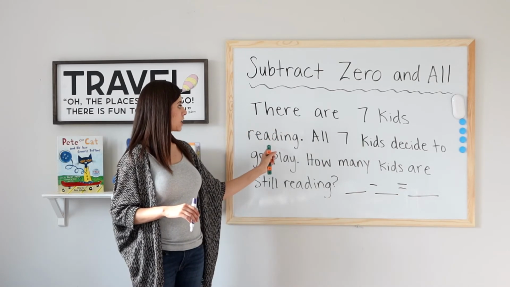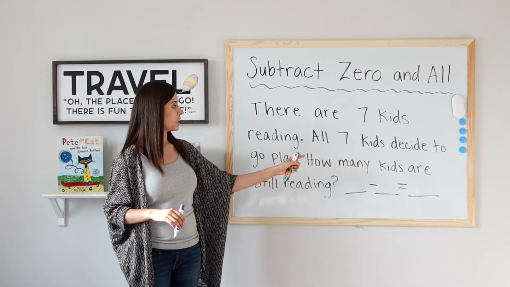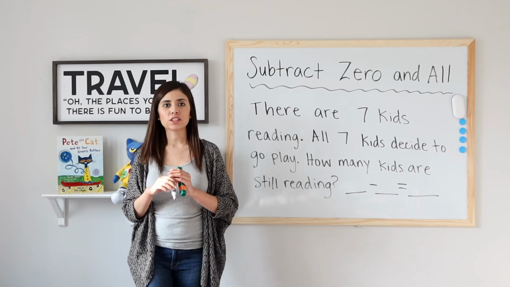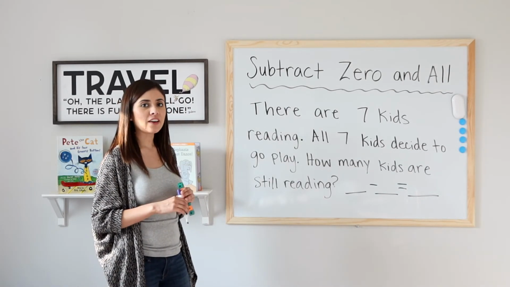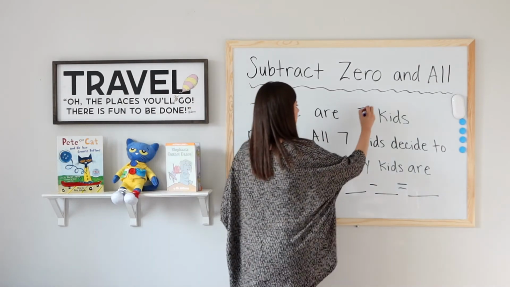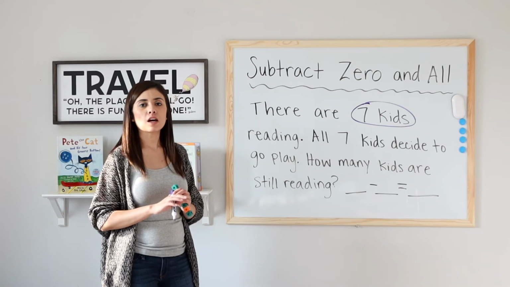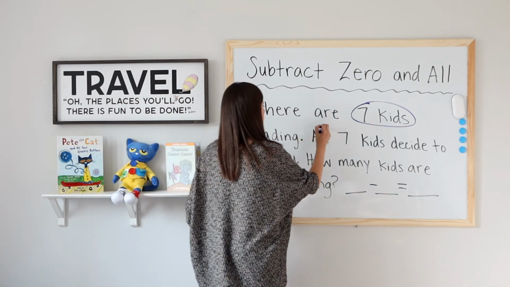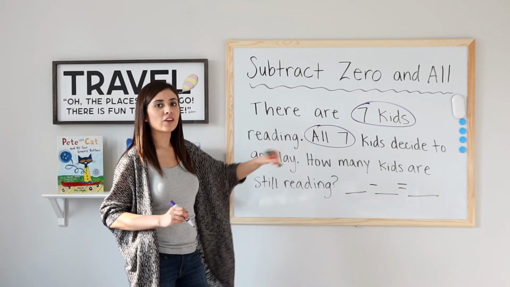Awesome. This example says, there are 7 kids reading. All 7 kids decide to go play. How many kids are still reading? So let's go ahead and start by circling what we already know. I know that how many kids started reading? 7. Good. 7 kids. How many decide to stop and go play? All 7, right? All 7. Remember that key word, all.